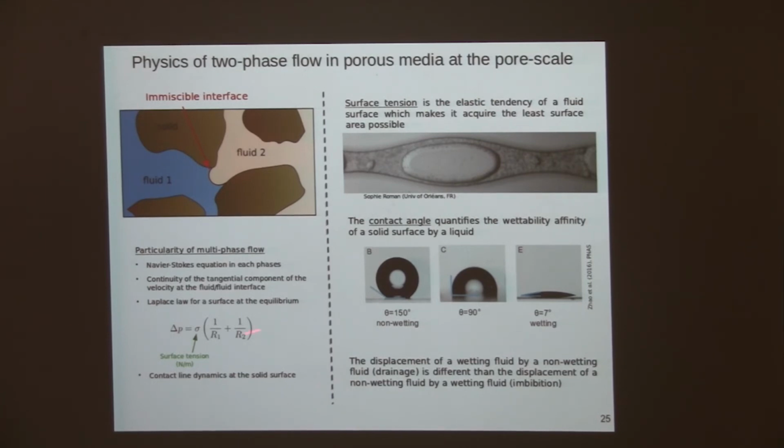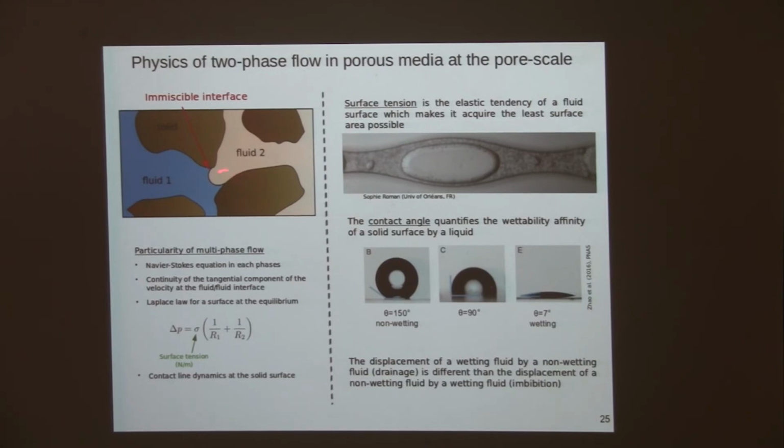So this is the Laplace law. Here R1 and R2 are the two curvatures of your interface, of your surface, and you see the coefficient of proportionality, the surface tension, sigma. This surface tension is really the physical parameter that is responsible for the tendency of the fluid to have less surface. So it retracts the fluid interface.